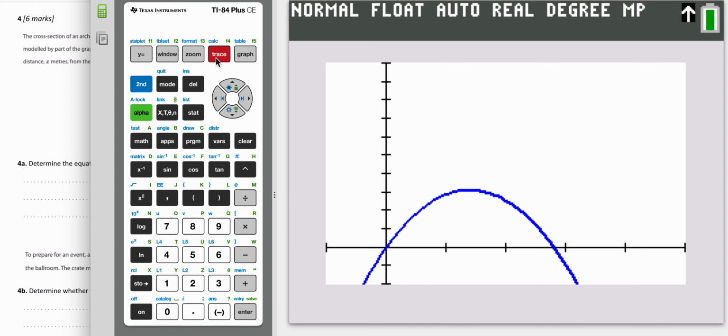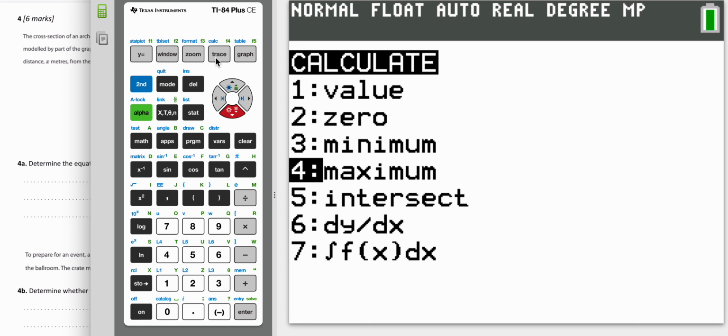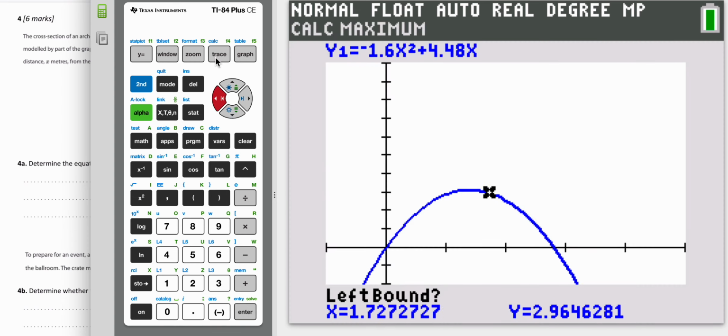We do second function trace, and this time it's a maximum. We click somewhere to the left, we click somewhere to the right, and then we have our value in the middle. So we can see there that the maximum coordinate is 1.399999, quite a few, and the y value is 3.136.